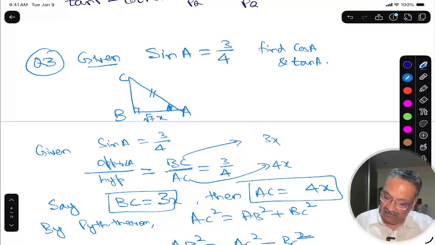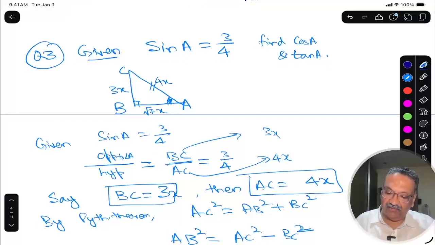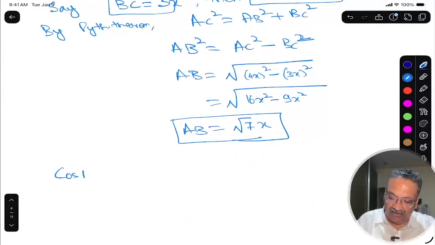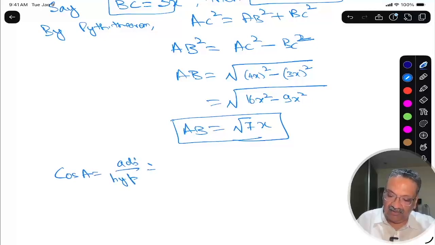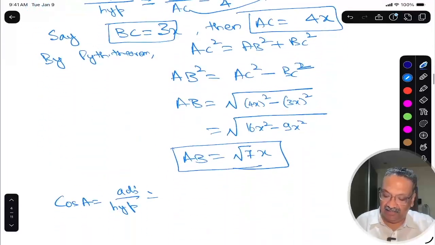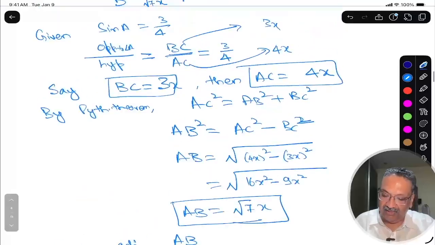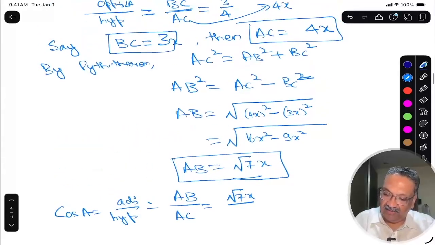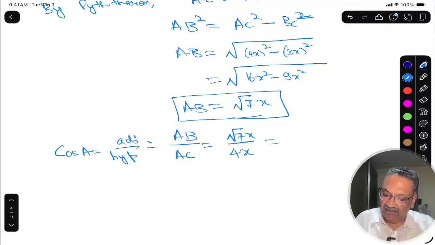This BC is 3x and AC is 4x. Now we can find cos A and tan A. What is cos A? Cos A is equal to adjacent by hypotenuse. What is adjacent here? Adjacent is AB. AB by hypotenuse AC. What did we get for AB? Square root of 7x by AC, which is 4x. Therefore, root 7 by 4.